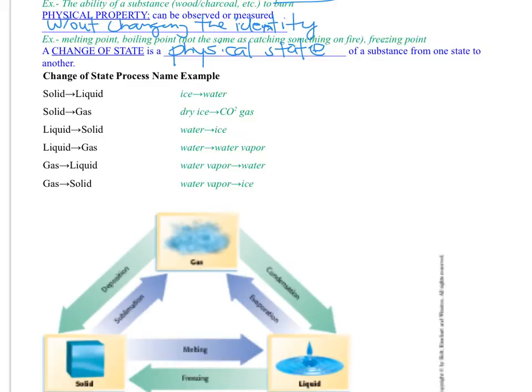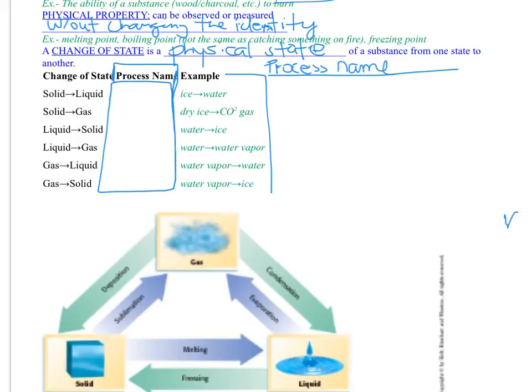And so here are your change of state process names and examples. It looks a little messed up on my screen. I believe on your notes, this is going to be your blank area that's going to have the process name. So something happened when I imported this in. So I'll just probably write your process names out to the side here, just so I'll have some more room.